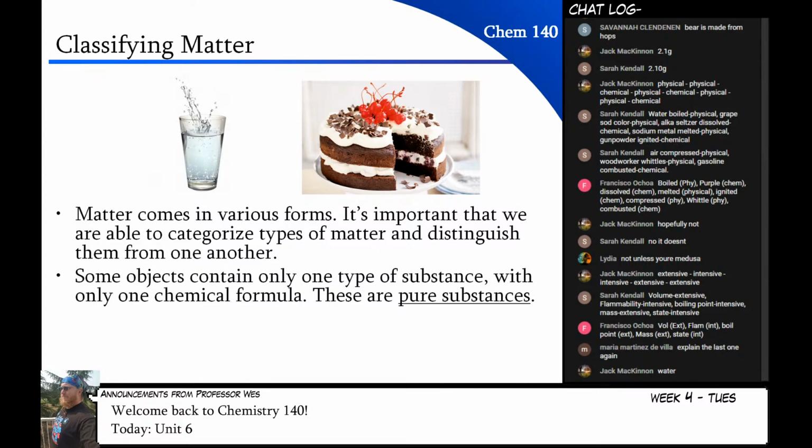If the substance that you're looking at contains only one chemical formula in it, so only one thing, then we say it's pure. If something has many things in it, then we say it's a mixture.